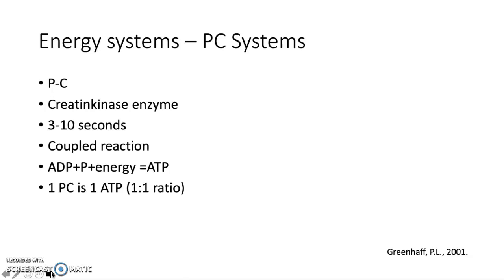1 PC is the same as 1 ATP. The PC system lasts for 3 to 10 seconds on average. This depends on the athlete's gender, age, and where they perform their sport, such as outdoor or indoor. Greenhalgh PL suggests that the PC system is a coupled reaction which releases energy.